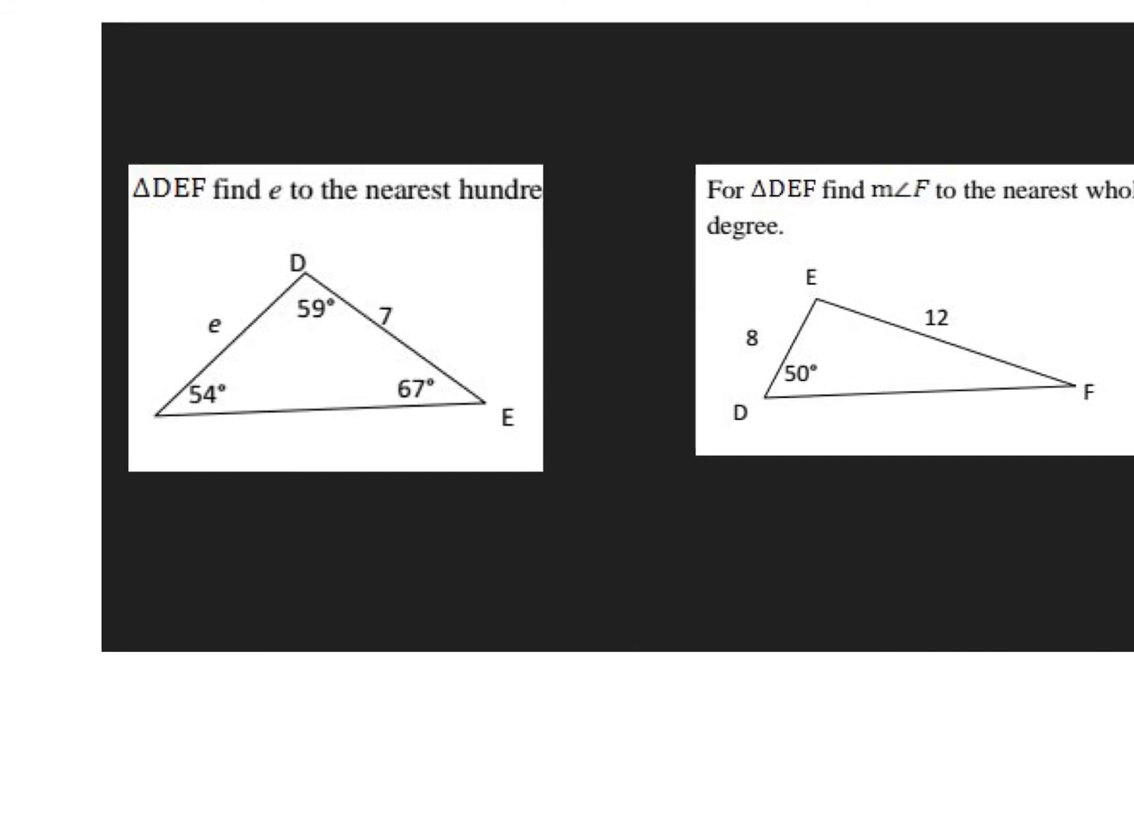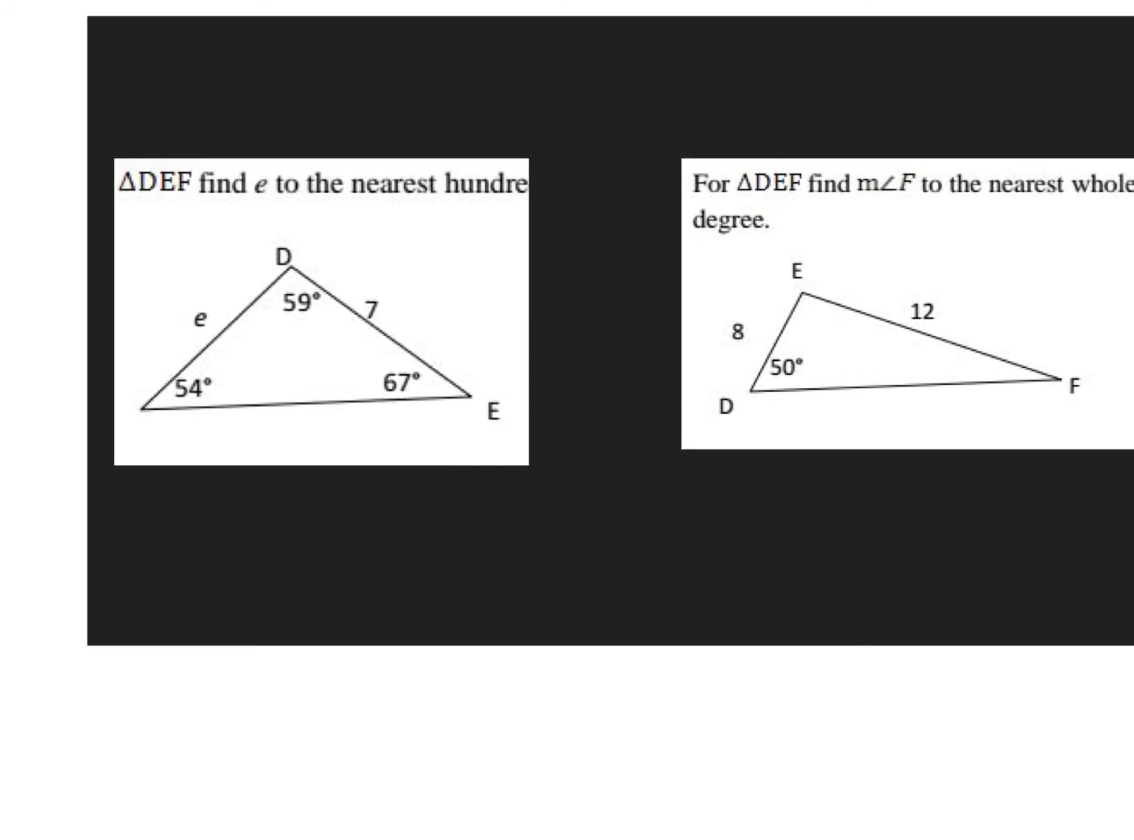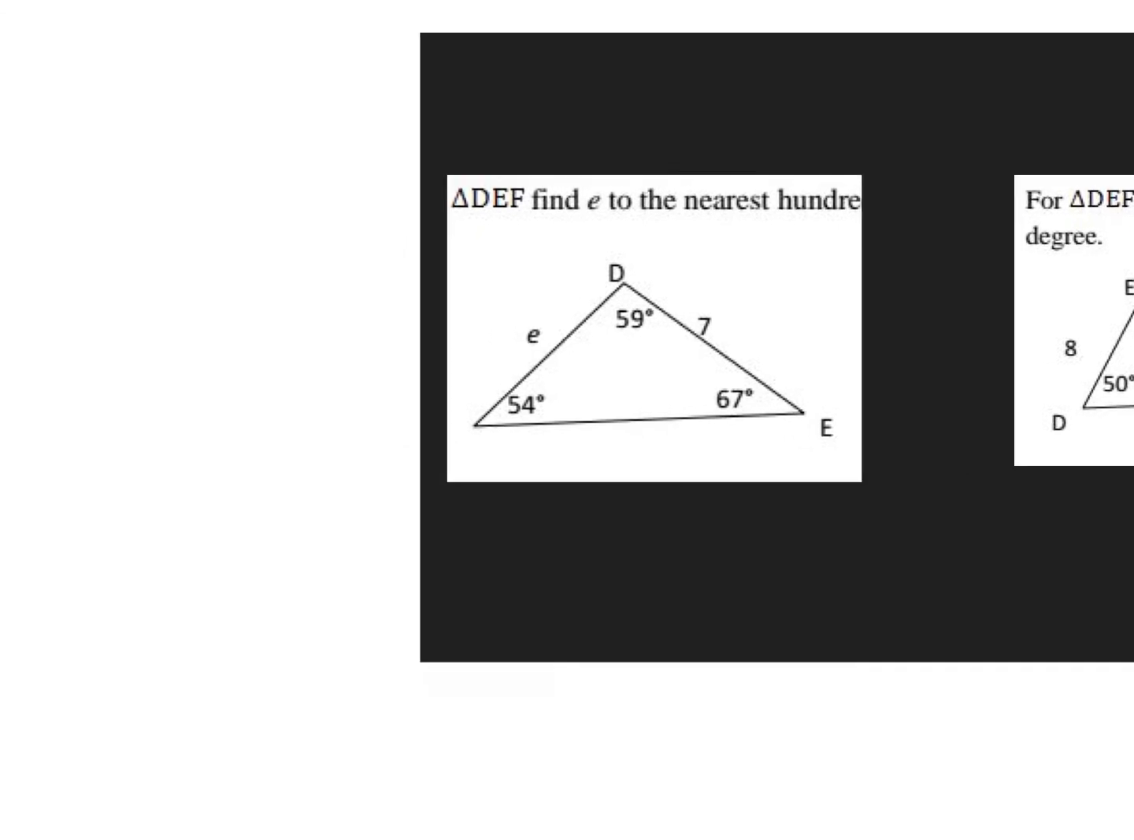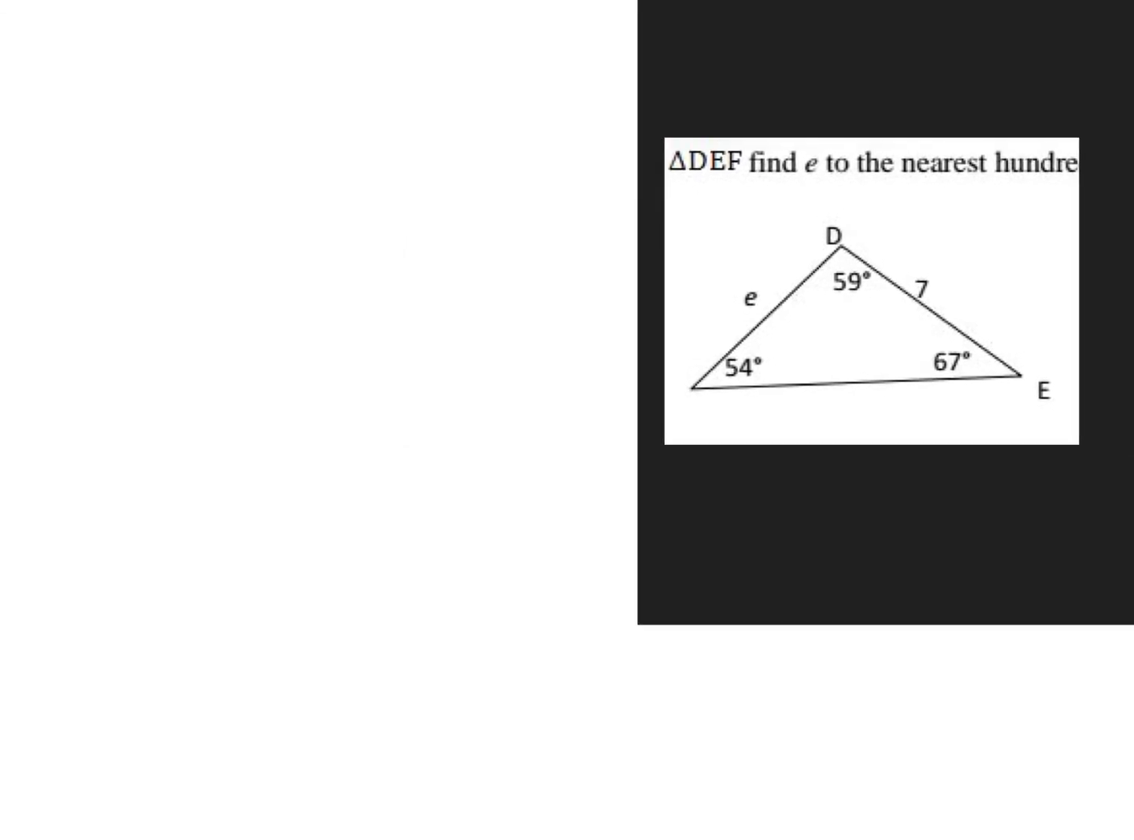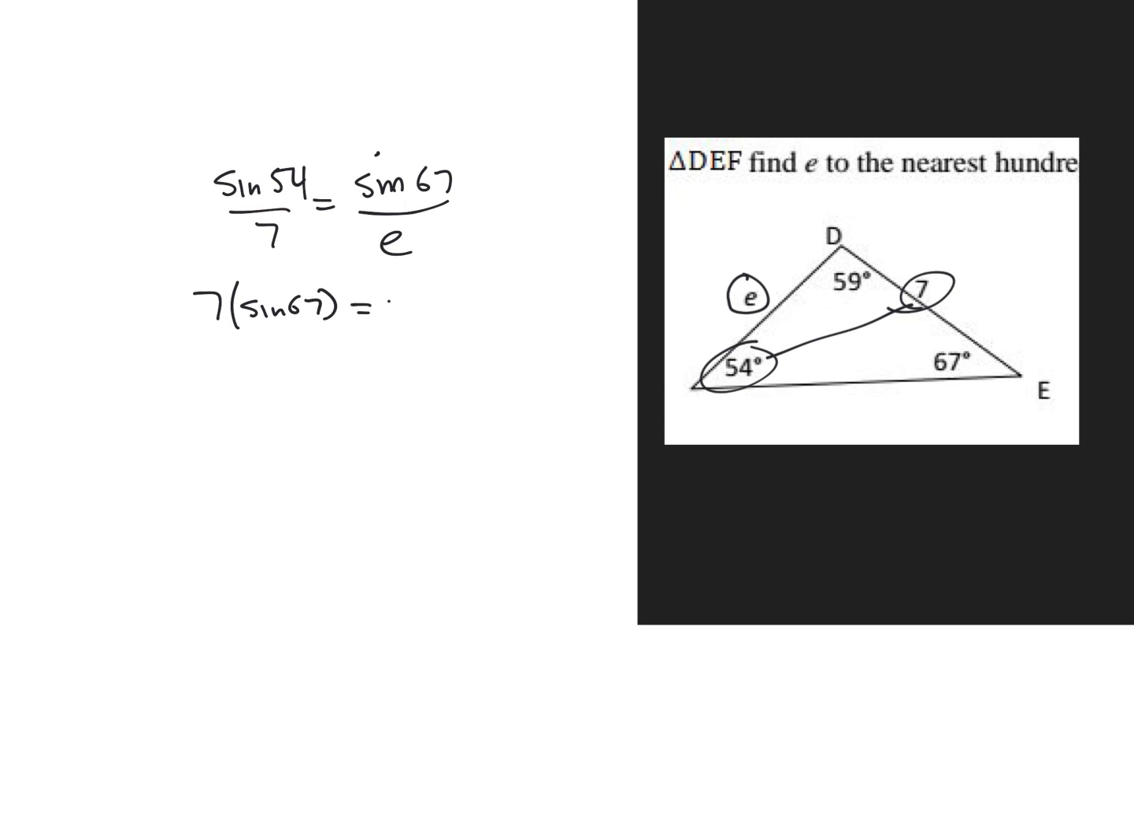Okay, so a couple more examples. Let's look. They want to find triangle DEF, find E to the nearest hundredth. So they want to figure this out. Again, I'm looking. I have an angle here, I have the opposite side. So that's going to be sine of 54 over 7, and that's going to be equal to the sine of 67 over E, because E is what I'm looking for. So now that's going to be 7 times the sine of 67, and that's going to be E times the sine of 54.